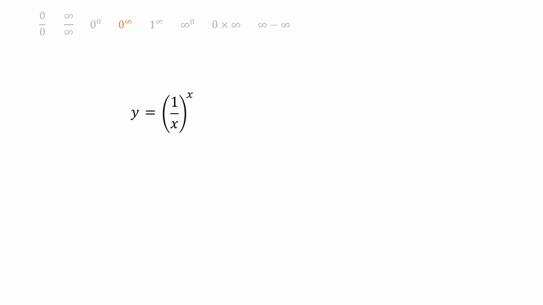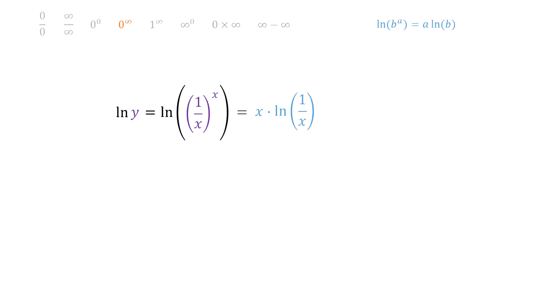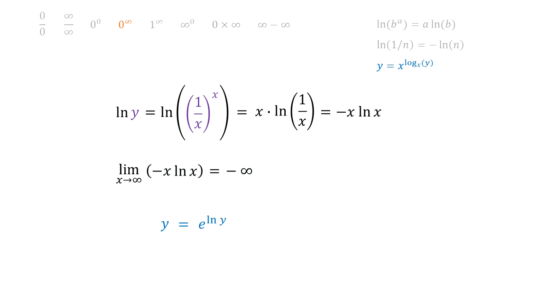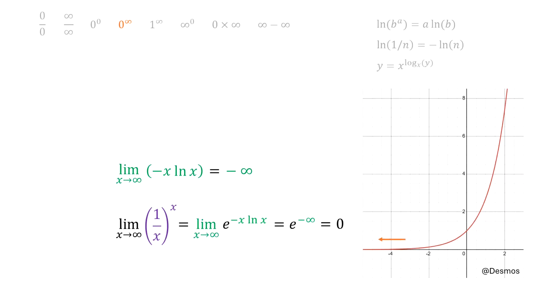Consider the function in this equation and apply the natural logarithm to both sides. Use the following logarithmic rule, and also this rule. Then, apply the limit. We know that both x and ln of x tend to infinity, so this limit is minus infinity. Once again, we need to use this rule. Replace y and ln of y. Apply the limit. The exponential function tends to 0, as x tends to minus infinity. So the result of our limit is 0.